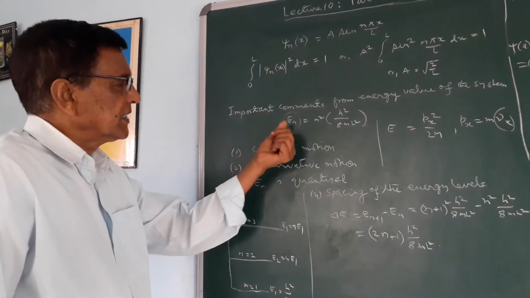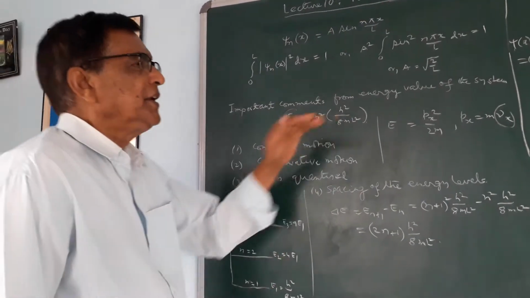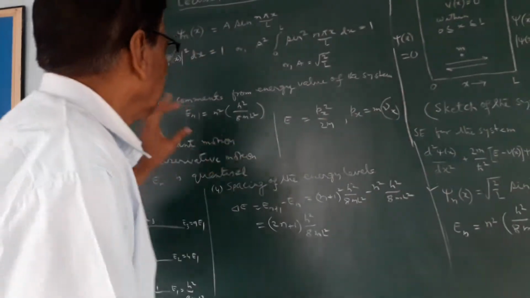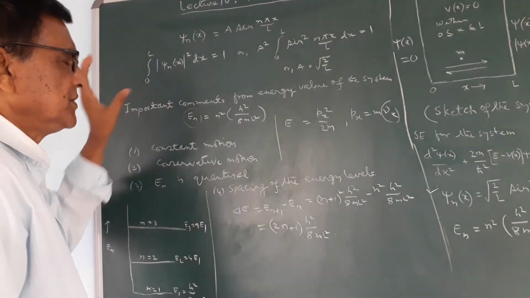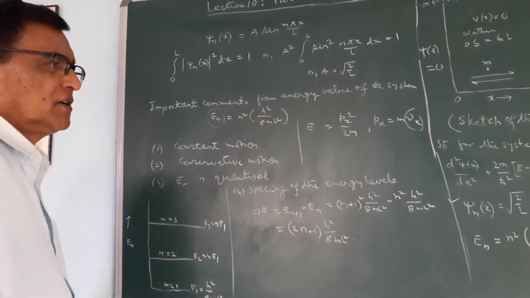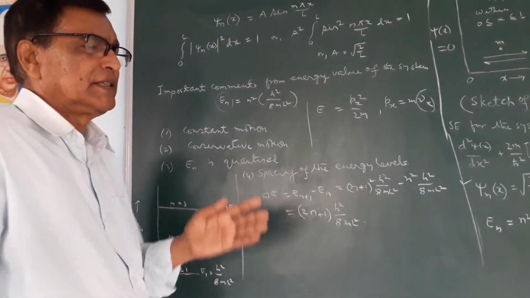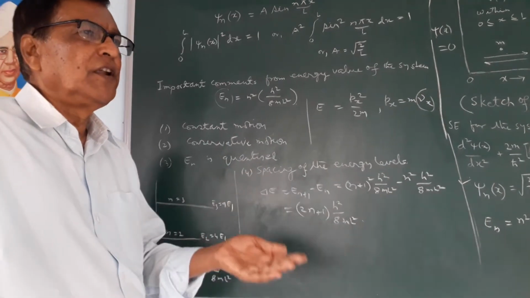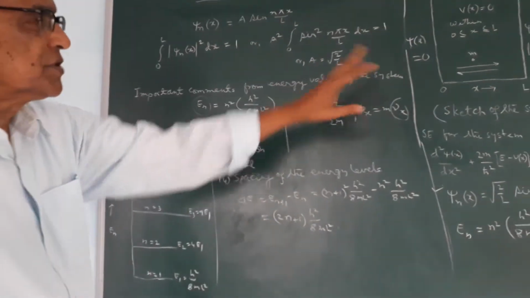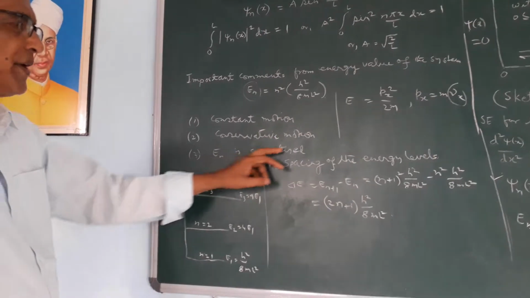And second, this energy is also time independent. So at any time, if we calculate this energy, the particle will have the same energy value. So it is called the conservative motion, like a conservative family where the moral values of that family do not change with time. Here also the motion will not change with time. And third, energy is quantized.